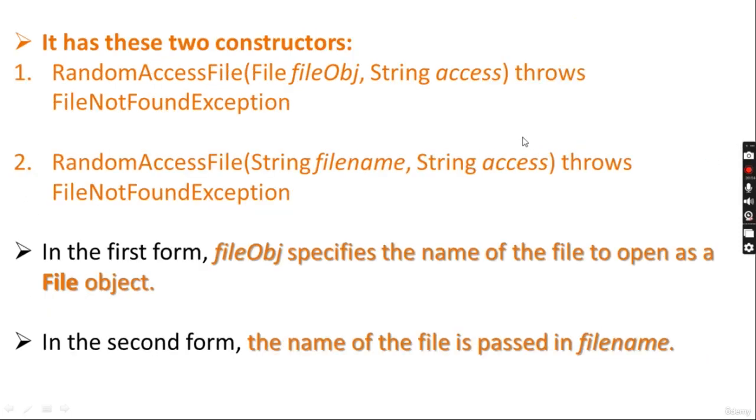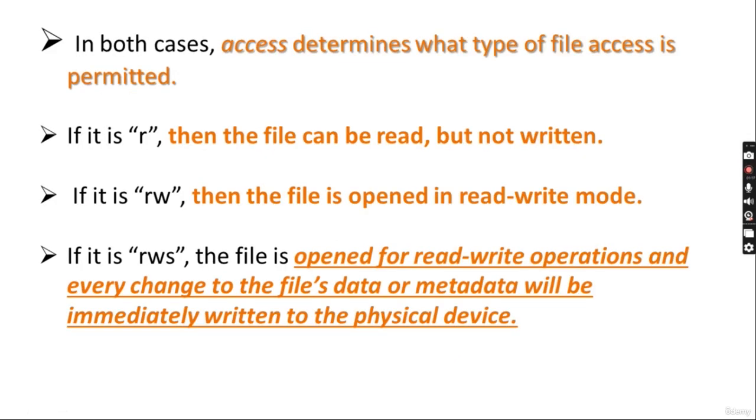It has two constructors: RandomAccessFile(File object, String access) throws FileNotFoundException. That is the first case. And the second case, RandomAccessFile(String fileName, String access) throws FileNotFoundException. In the first form, a File object specifies the name of the file to open, and in the second form, you directly pass the file name. In both cases, access determines what type of file access is permitted.